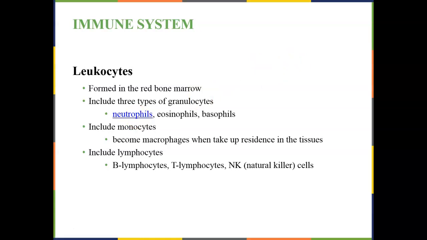Then we have our monocytes, which when activated become macrophages, and macrophages are the professional phagocytes that move through our blood, and they also are found within a lot of our tissues. Finally, we have our lymphocytes. So we have B and T lymphocytes, which are our specific immune defenders. And then we have natural killer cells, which are non-specific defenders.